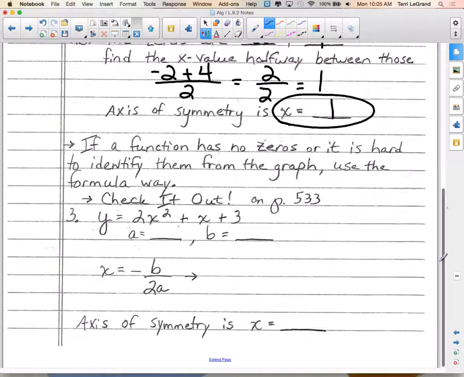I'm leaving all the rest of this reading for you to do. We're just going to go to the check it out. Find the axis of symmetry of the graph of y equals 2x squared plus x plus 3. Hey, is there a graph there for us to look at? No?